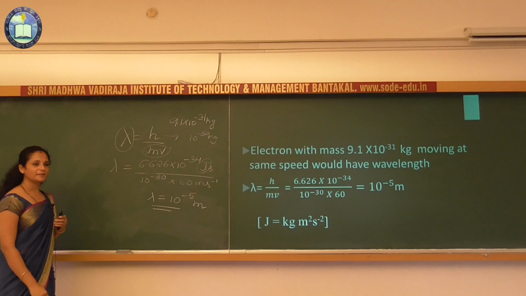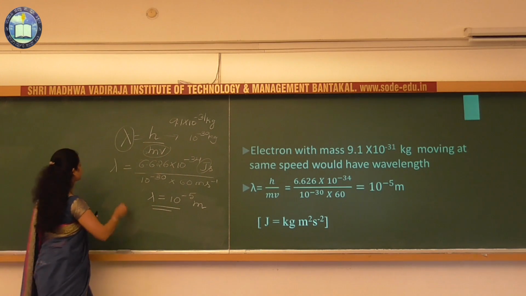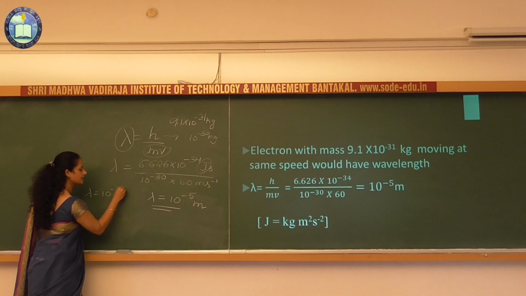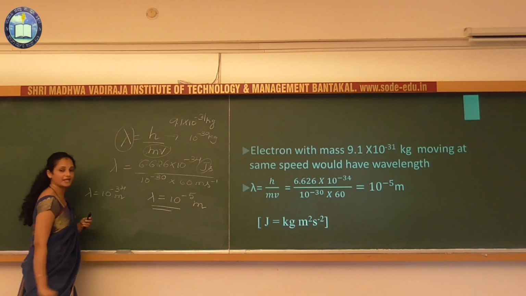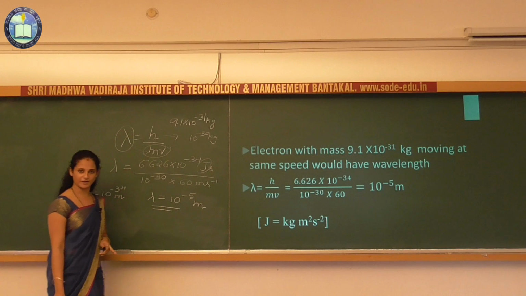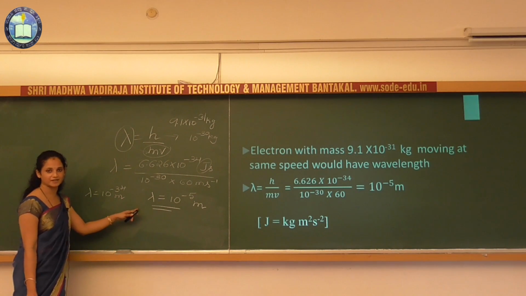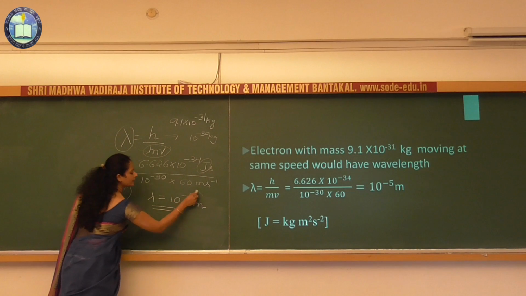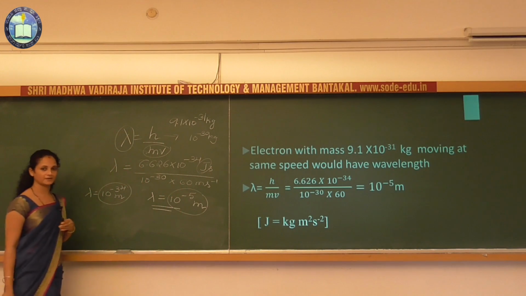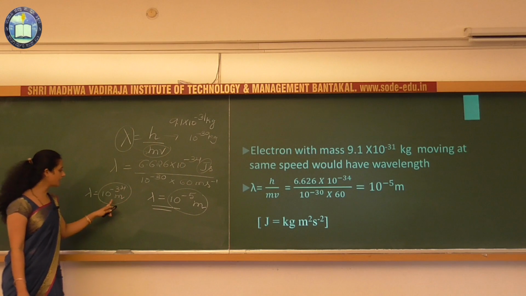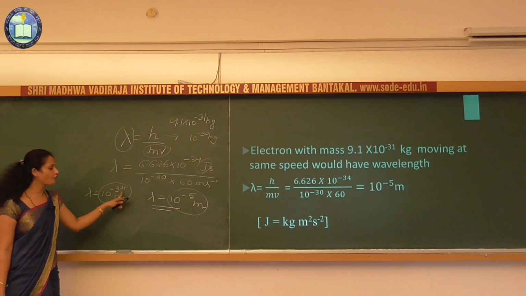See, for the macroscopic object, we got the lambda value 10 to the power minus 34 meter, whereas for the microscopic we got 10 to the power minus 5. Now let us compare these two values, 10 to the power minus 34 and 10 to the power minus 5. 10 to the power minus 5 is greater than 10 to the power minus 34.